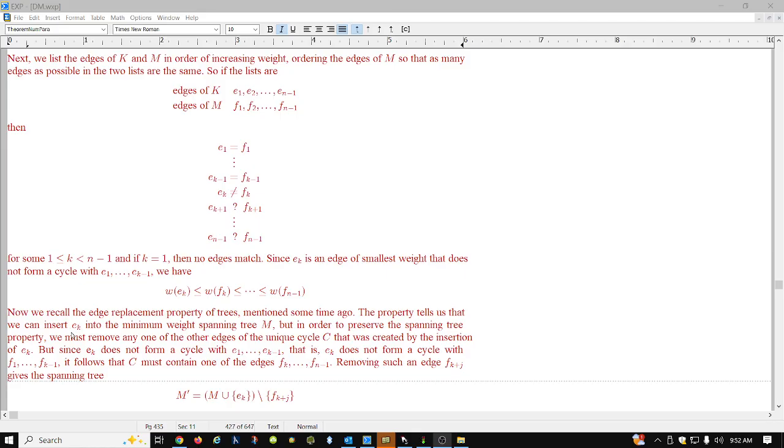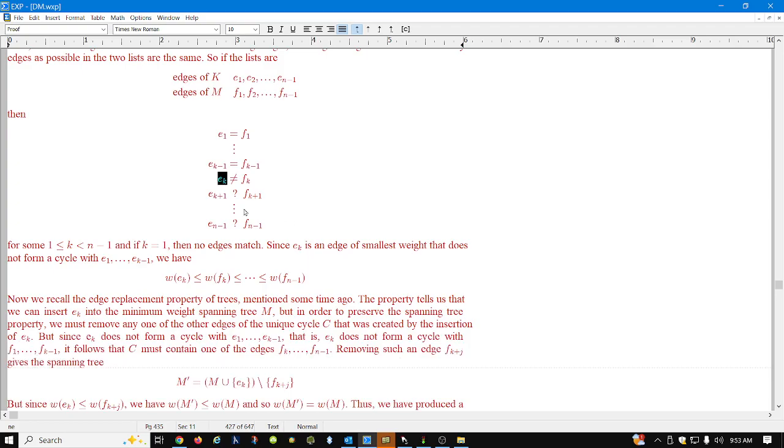So in this case, we can insert Ek, I'm sorry, did I say vertex? This edge into M. Okay. And then we have to pull something out. Since Ek doesn't form a cycle with E1 through Ek minus 1, it doesn't form a cycle with F1 through Fk minus 1. But when we put the additional edge Ek into M, it does create a cycle containing Ek. The point, however, is that that cycle has to contain one of these edges, Fk through Fn minus 1. Okay.